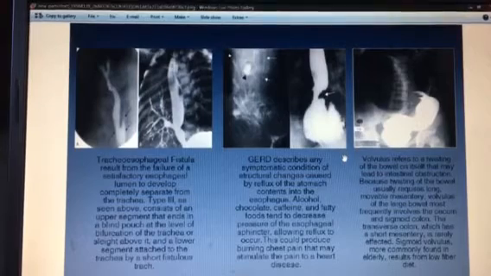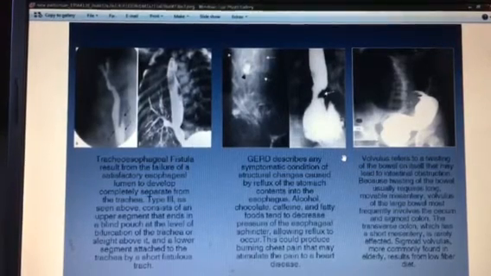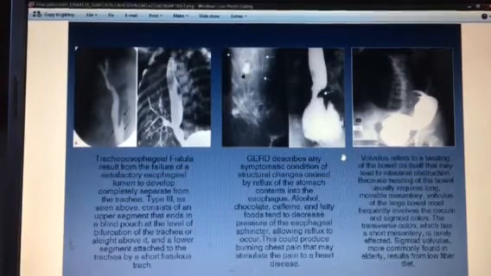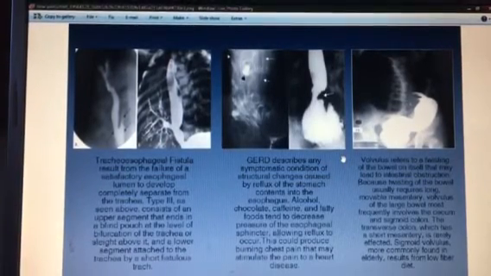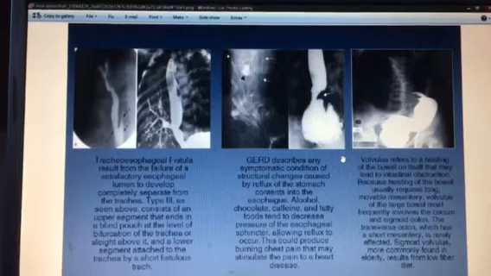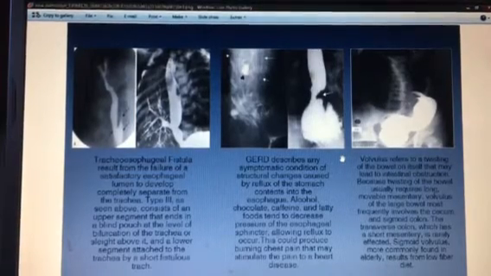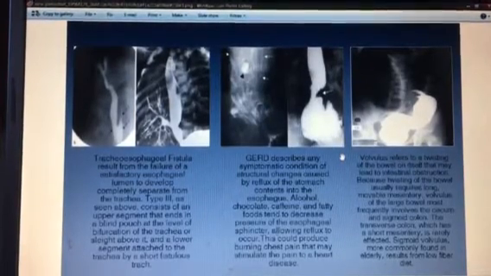A sigmoid volvulus is a long redundant loop of the sigmoid colon that can undergo a twist on its mesenteric axis and form a closed loop obstruction. In sigmoid volvulus, the greatly inflated sigmoid loop appears as an inverted U-shaped shadow that rises out of the pelvis in a vertical or oblique direction and can even reach the level of the diaphragm.